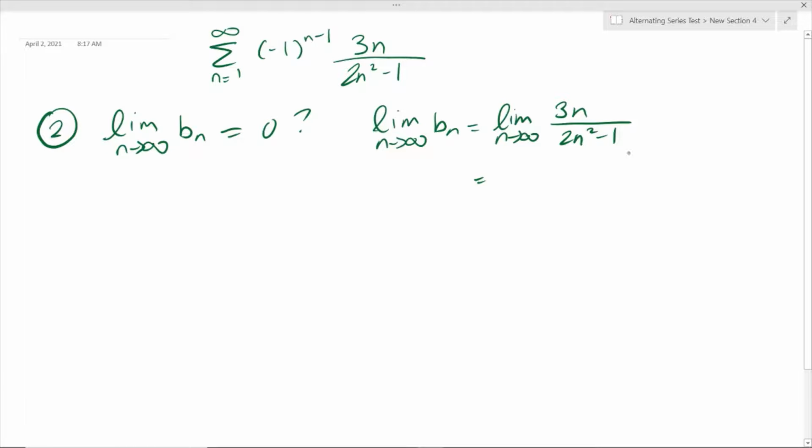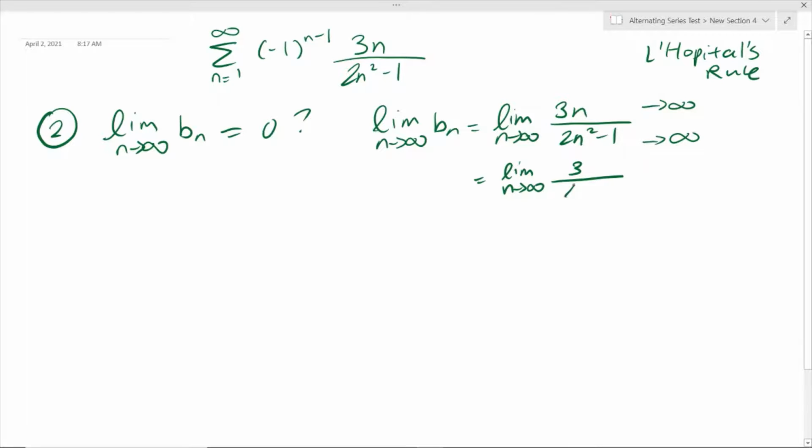And we see, okay, so if we were to evaluate the limit, as n goes to infinity, this 3n is going to go to infinity, the numerator is going to go to infinity. So is the denominator, because we're squaring here, it's just going to get bigger. So we have to use something called L'Hopital's rule. So we're going to differentiate the top and the bottom. So let's do that.